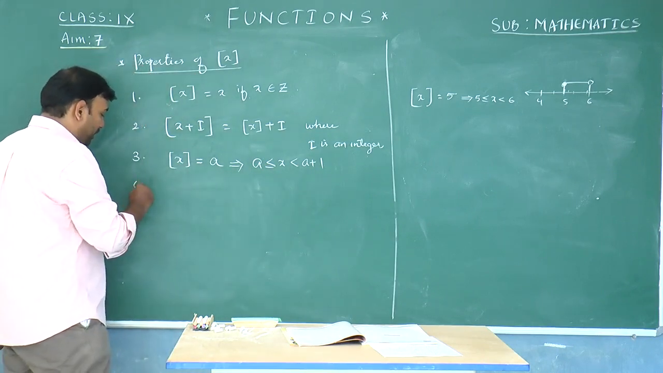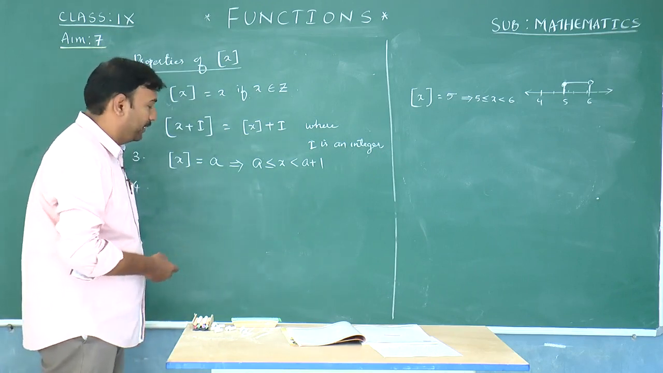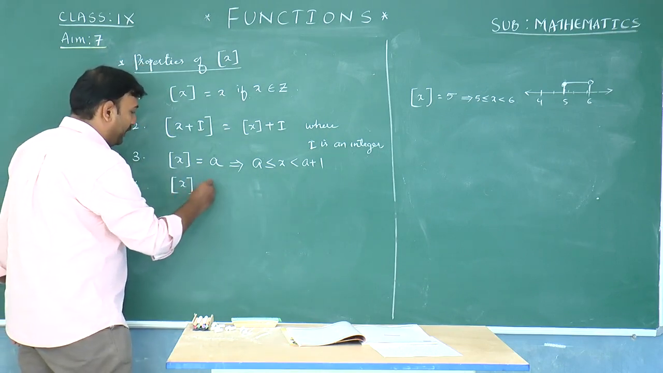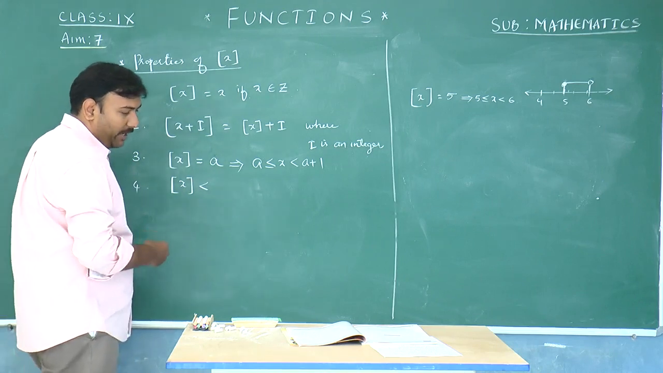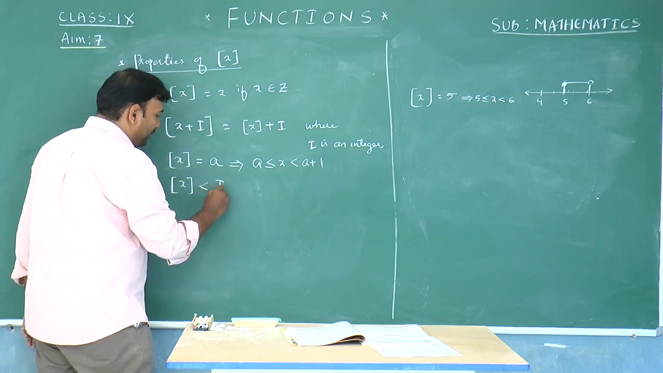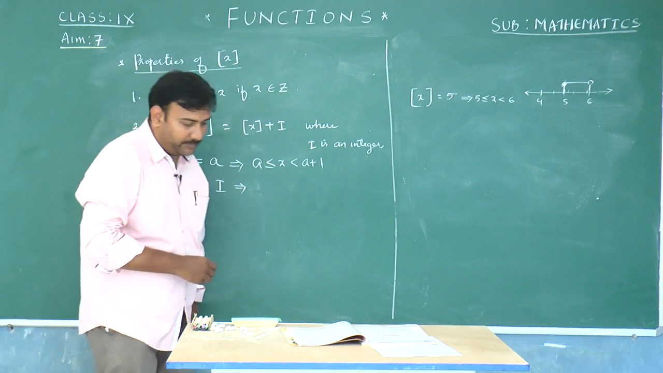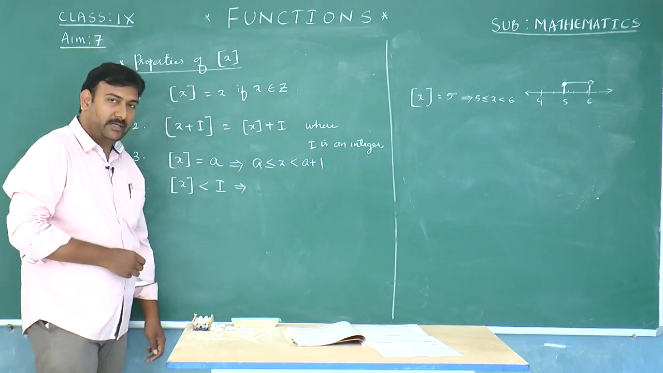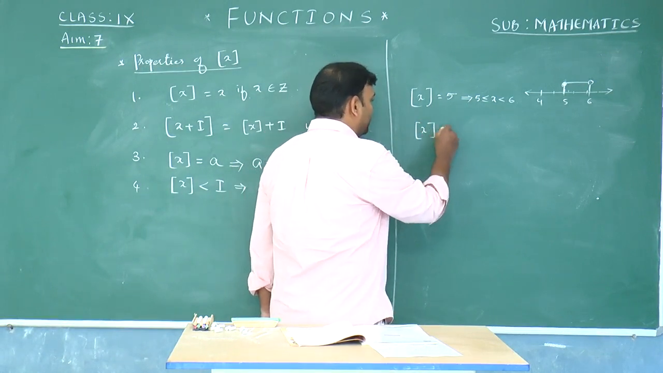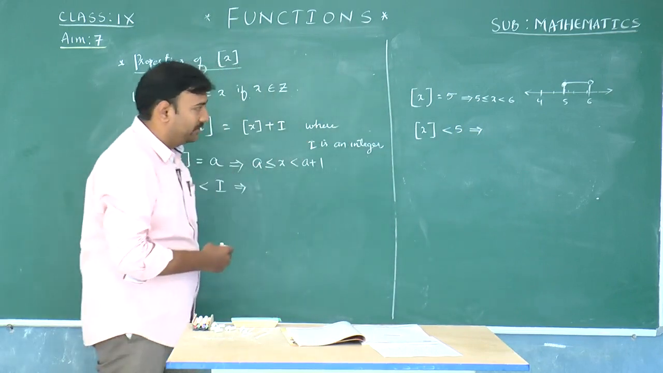Coming to the next property of the absolute value of a variable x, let me go with the absolute value inequation of the less than type. Say I have an inequation where step x is less than I, where I is an integer. Let's see what satisfies this kind of inequation. For example, say I have step x less than 5. Let me see which values of x satisfy this inequation.